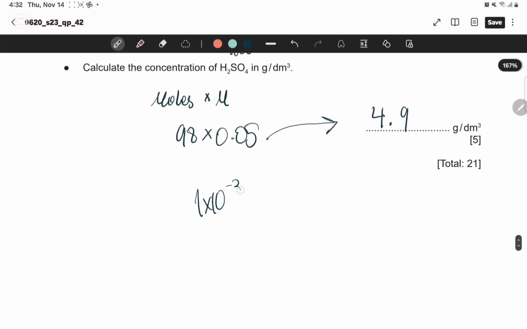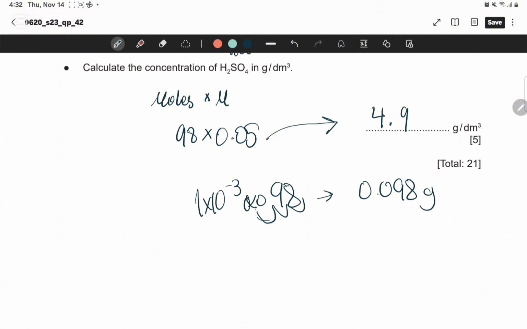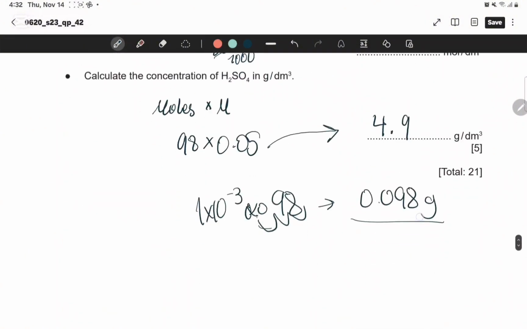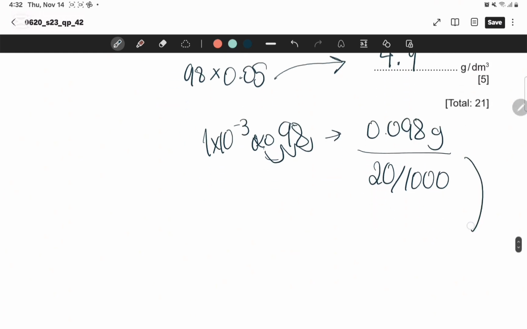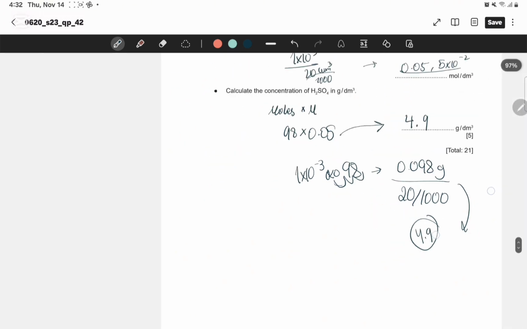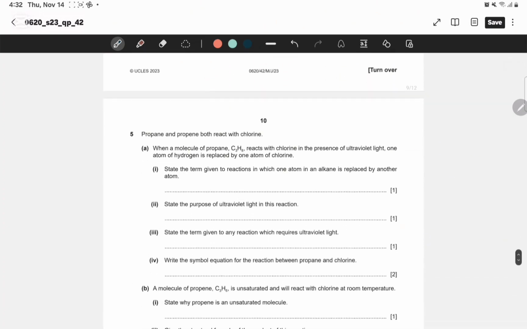1 times 10 to the power of negative 3 times 98. You're going to get 0.098 grams, and then divided by the volume, 20 over 1000. So you're going to get 0.098 over 20 over 1000, divided by 1123. So then you're going to get 4.9. Okay, same answer, different ways. And that's it for this.